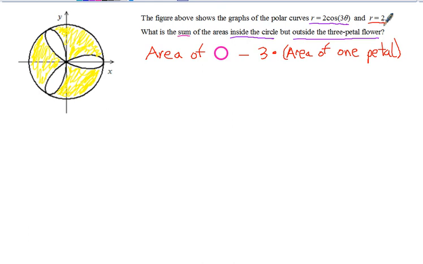So notice our circle has a radius of 2. So the area of a circle is pi times the radius squared, in this case 2 squared, minus 3 times, with polar coordinates, the area. We just have one curve with the flower, r equals 2 cosine 3 theta, would be 1/2, and then we've got the integral. And the toughest thing to figure out here is what the lower and upper limits for the integral would be for one of those petals.